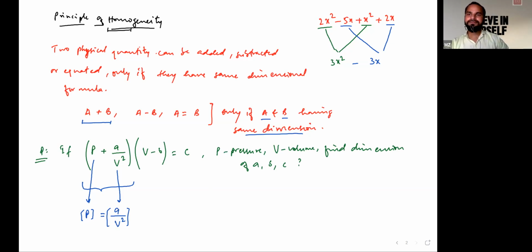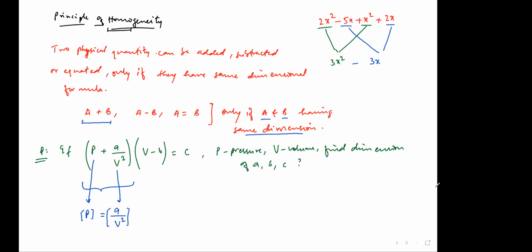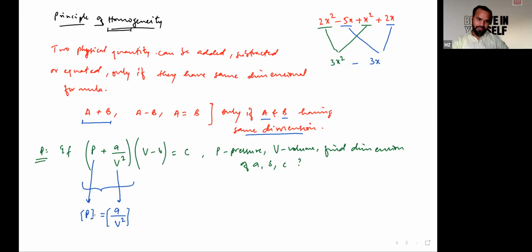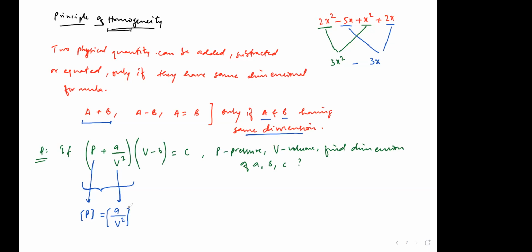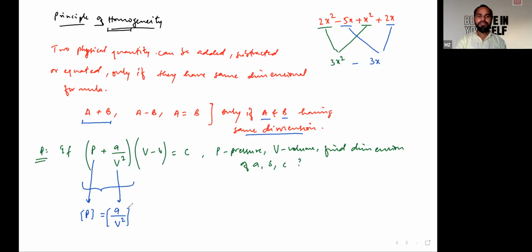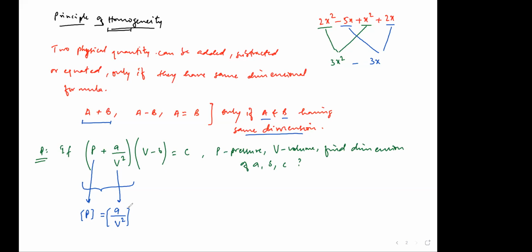Shakir, any doubt? No, sir, but we have to find A. Yes, first of all, we have to find A, then equalize. On this side we have the dimension formula of P, and we have the dimension formula for volume. Just bring the volume to the other side and solve for A. Okay. Just write it down and try to solve for A. I will try. Okay.